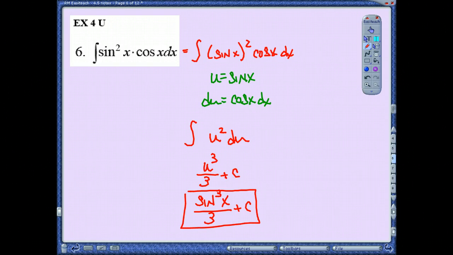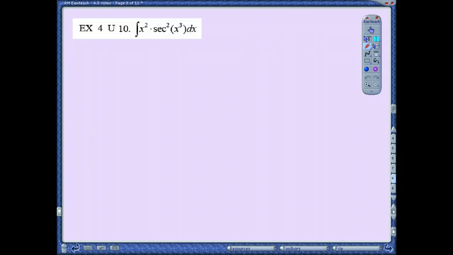Okay. Our next example for you. Oh, mercy sakes. Looking at this one, I've got x to the third, I've got x squared, I've got secant squared. Goodness gracious, everybody has a power except the poor little dx, and the dx will not have a power. So when I'm looking at that, I don't even know what to think about.